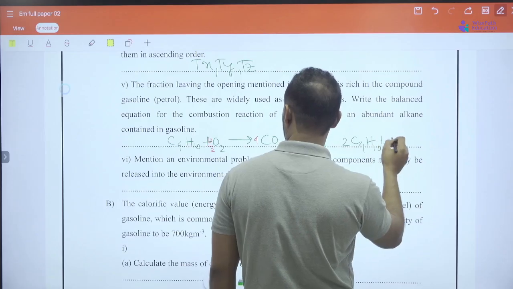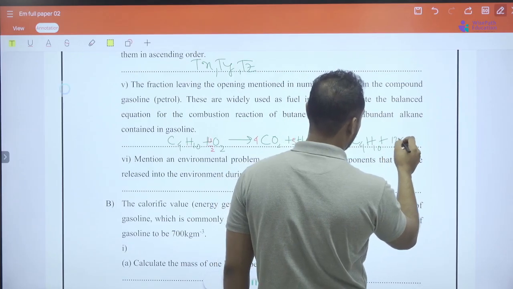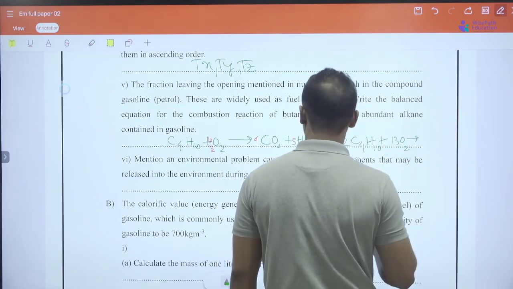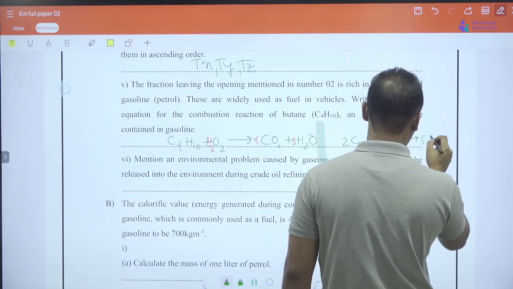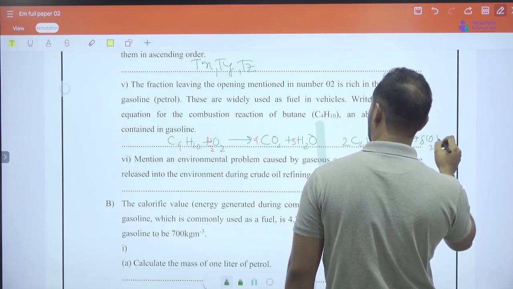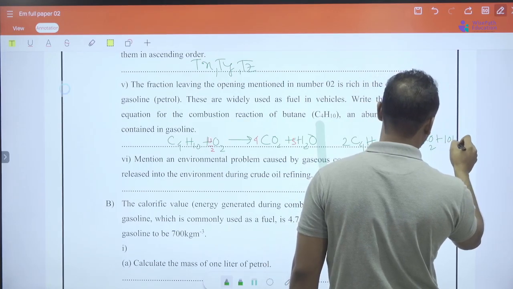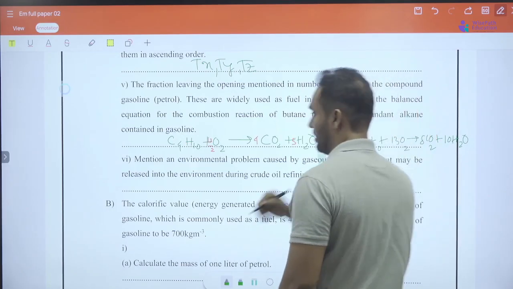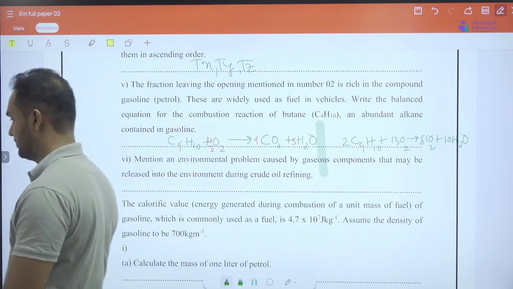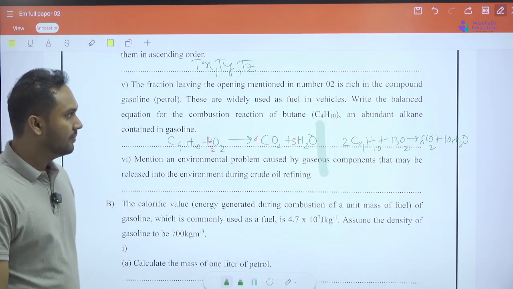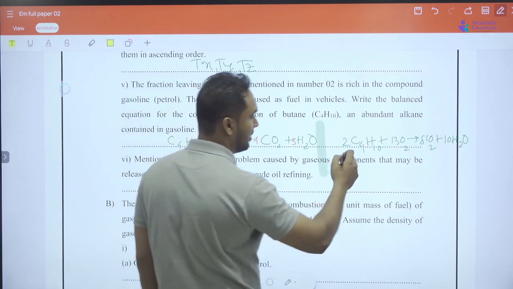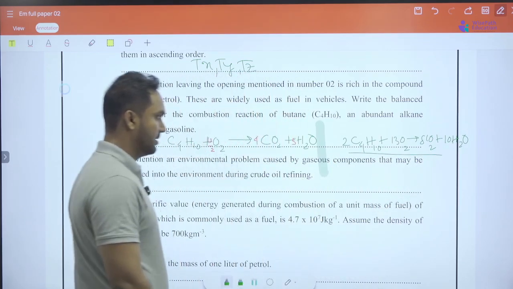So that will be 2C4H10 plus 13O2 gives 8CO2 plus 10H2O. Right. This is the final one. This is the balanced equation.